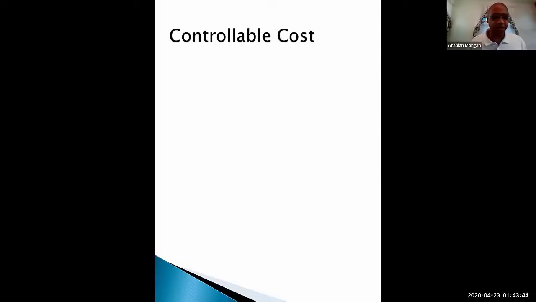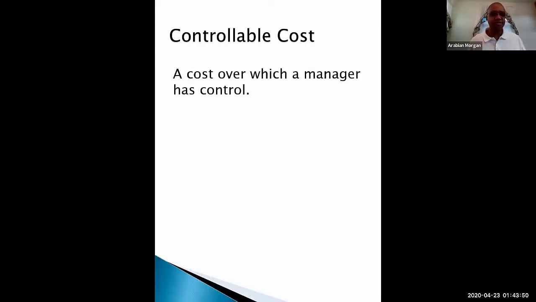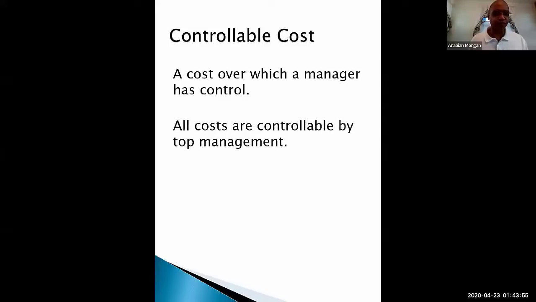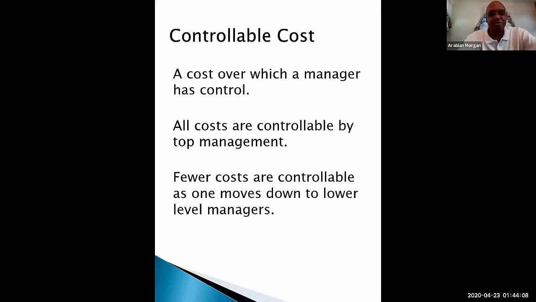Let's look at number 4 here, our fourth bit of terminology, controllable costs. So this is a cost over which a manager has control. And if you're in top management, all the costs are controllable by top management. But as you move down the chain of command, as it were, fewer costs are controllable by the lower level managers. So these are controllable costs.